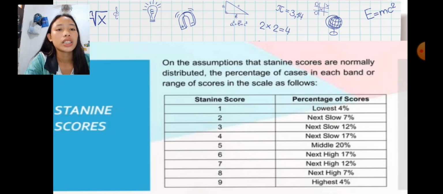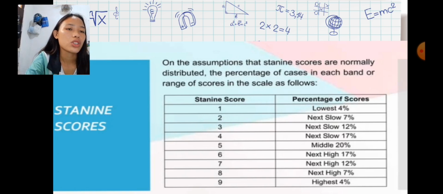On the assumption that stanine scores are normally distributed, the percentage of cases in each band or range of scores in the scale is as follows. Let's take a look at the table. We have the stanine score and the percentage of scores. For the stanine score, we have 1, 2, 3, 4, 5, 6, 7, 8, 9.